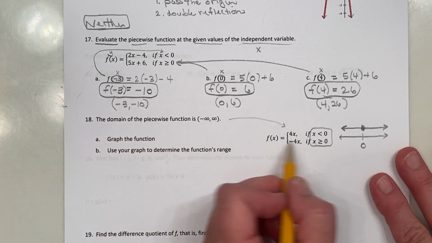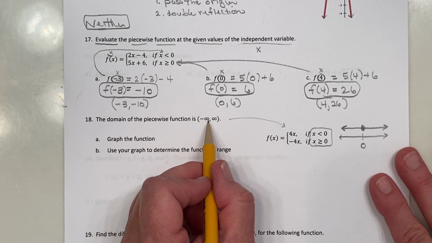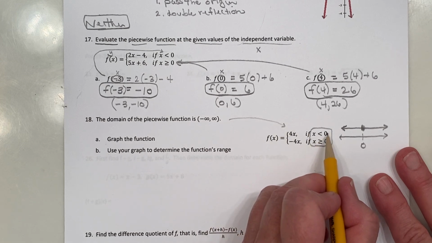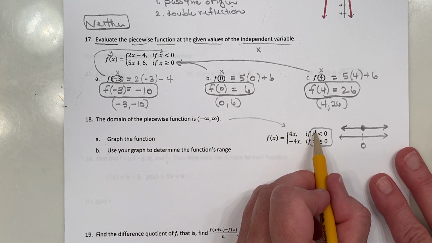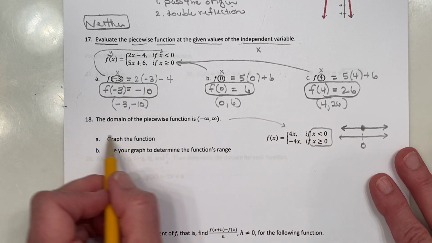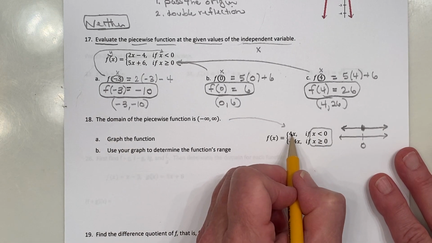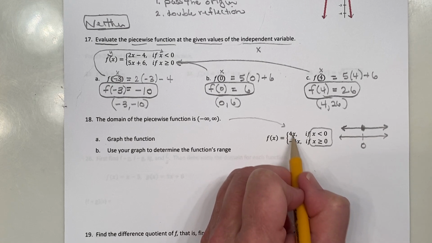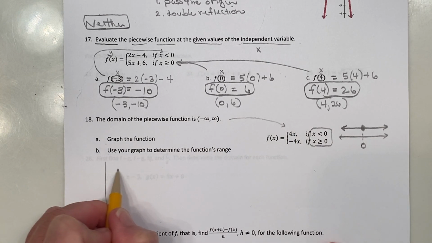We don't do anything with it. It's just that we're presented with a situation where this piecewise function has a domain of all real numbers. And we can verify that by looking at these two sets of x values. Part A, let's graph the function. So we have a piecewise function with two pieces, so that means two t-charts.